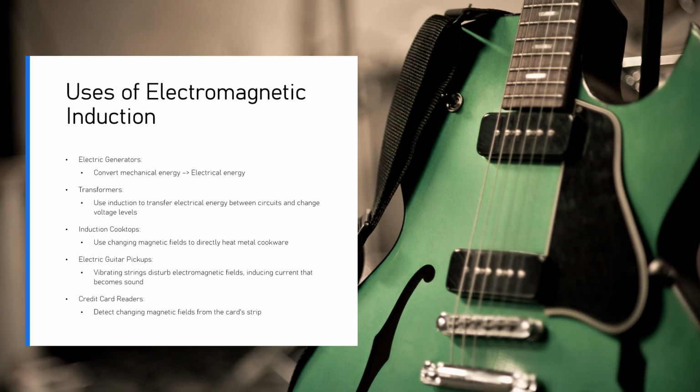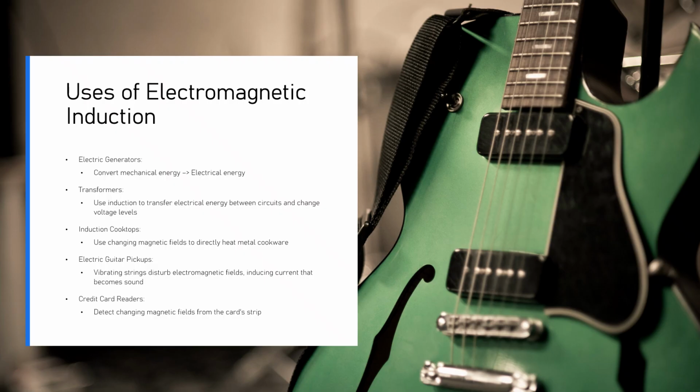So we're going to take a look at some everyday examples of electromagnetic induction, right? So we might have something like an electric generator, which converts mechanical energy into electricity. And then there are things like transformers, which use induction to transfer electrical energy between circuits and alter voltage levels. An example found within a lot of households is an induction cooktop, which uses magnetic fields to directly heat metal cookware, which obviously makes your food hot.